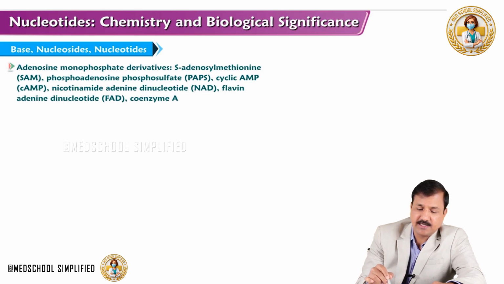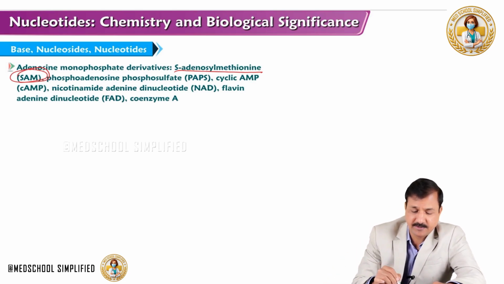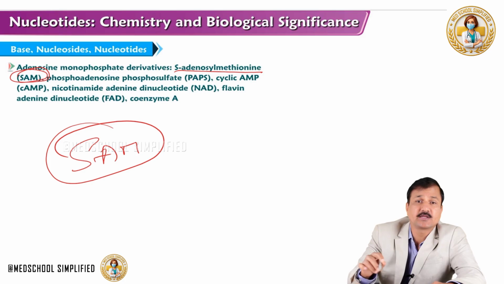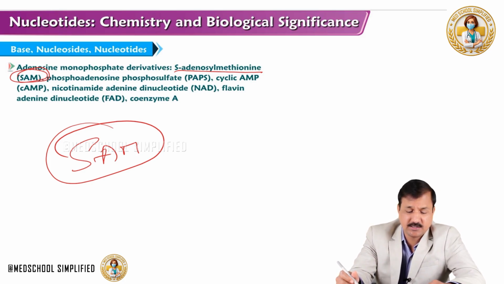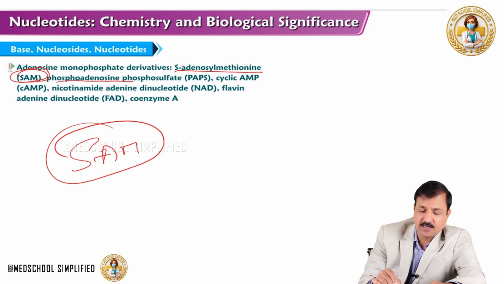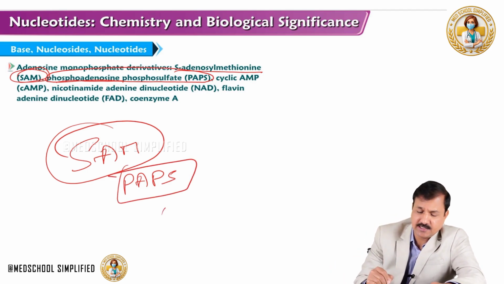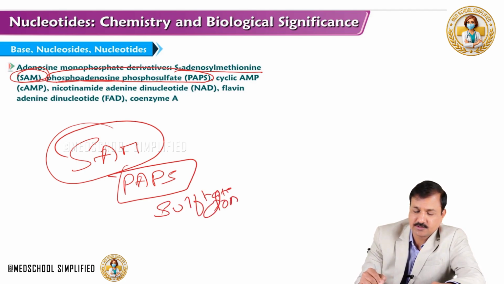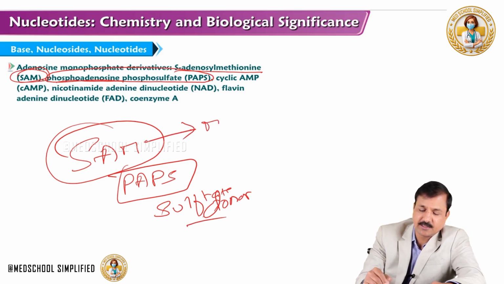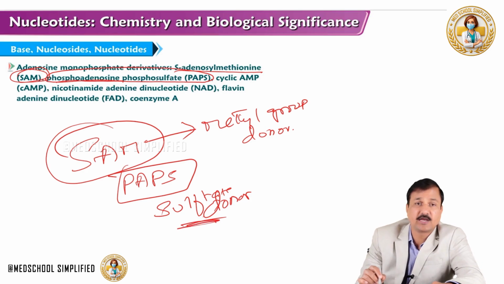Among adenosine monophosphate derivatives, we have S-adenosyl-methionine, that is SAM, which is a methyl group donor used in a variety of biological reactions in our body. Then we have phosphoadenosine phosphosulfate, that is PAPS, an active sulfate donor in our cellular reactions. So SAM is a methyl group donor, and PAPS is a sulfate donor in biological reactions.